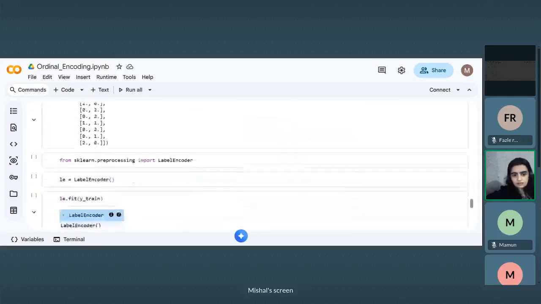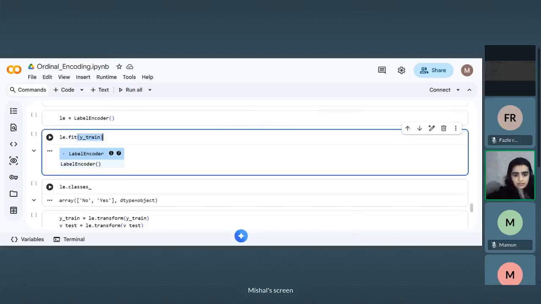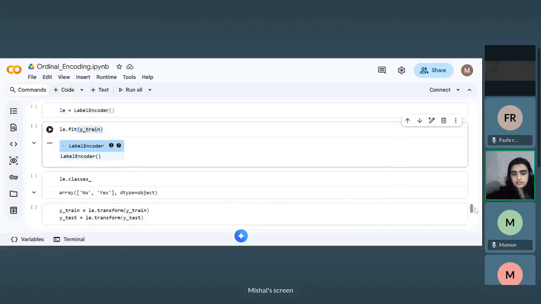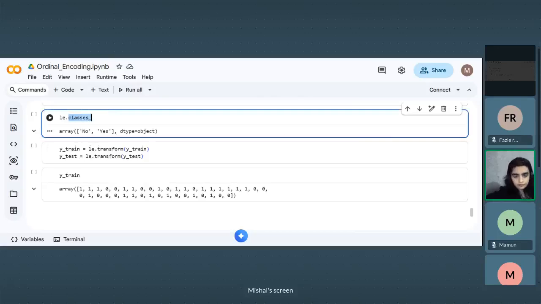And for the label encoder, we are applying it on Y train, because in Y train we just have the output column, which is purchased. So we are applying it on that. If we want to check what the original categories were, we can use this classes method, and it will tell us that there are just these two categories, no and yes, and we have converted them into numbers.